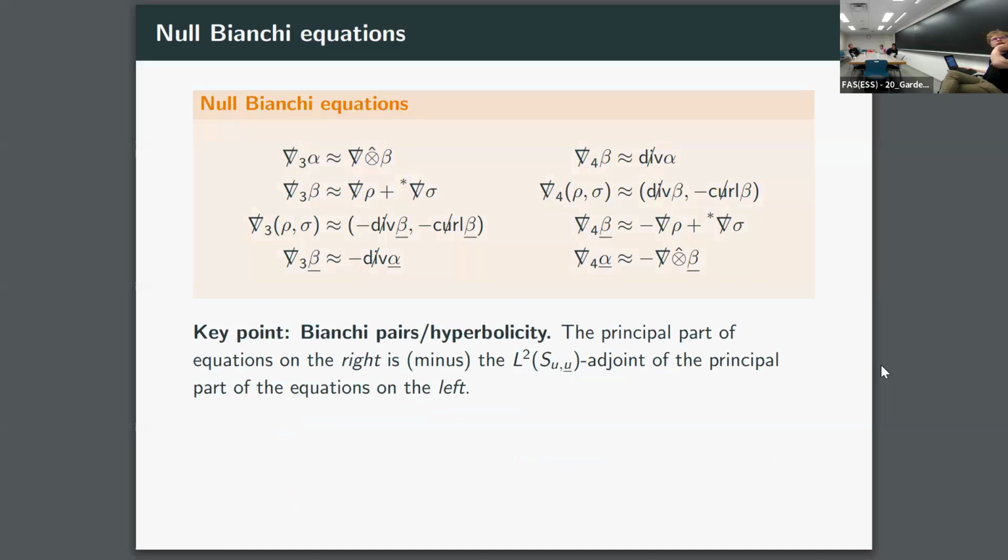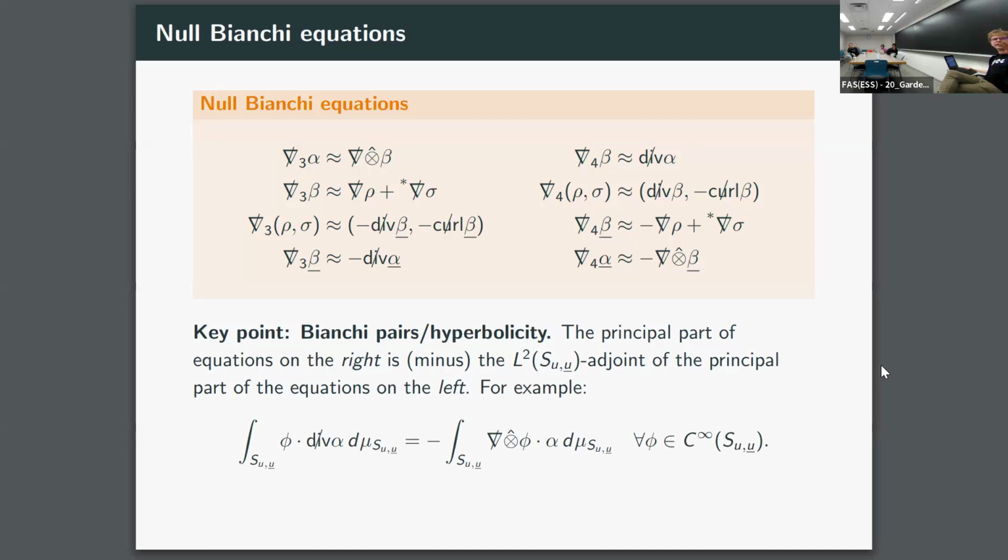Okay, and so the key point is the fact that Einstein's equations are said to be hyperbolic. How is that reflected in this system of equations? This is where I'll talk about that. The key point is this idea of Bianchi pairing, which is that the principal part of the equations on the right is, up to a minus sign, the adjoint of the principal part of the equations on the left. So for instance, in the top row, the divergence operator on two tensors is minus the adjoint of this nabla slash hat O times, this symmetrized traceless covariant derivative operator.